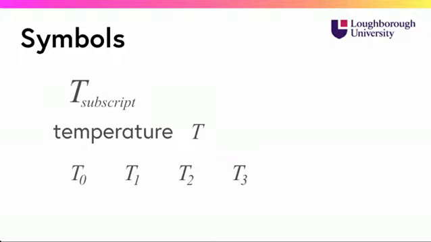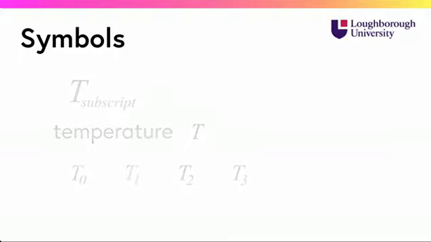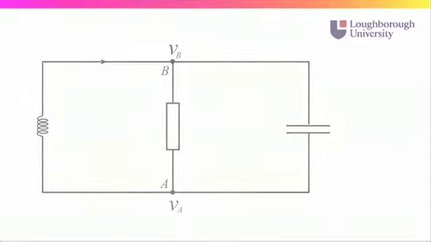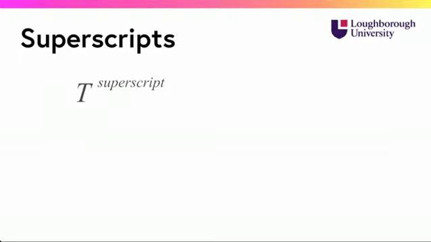The choice is somewhat arbitrary, but clearly some choices will be more sensible and meaningful than others. In an electrical circuit, the voltage at 2 locations, A and B, might be labelled V subscript A and V subscript B, or simply VA and VB. Similarly, we might use superscripts. These are small letters or numbers appearing to the right and slightly higher than the main letter, as in T superscript 0 and T superscript 1.